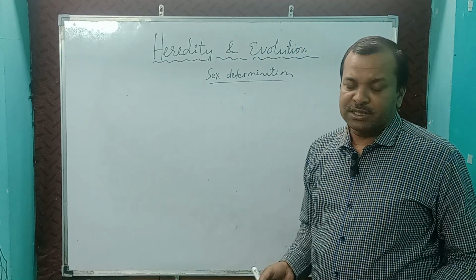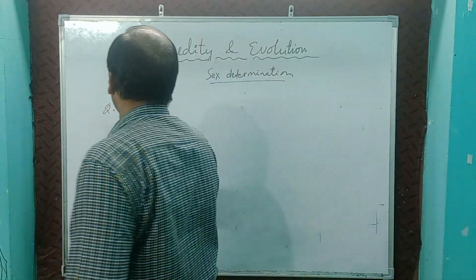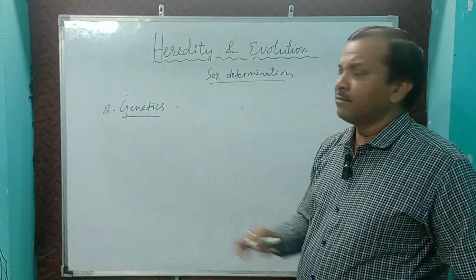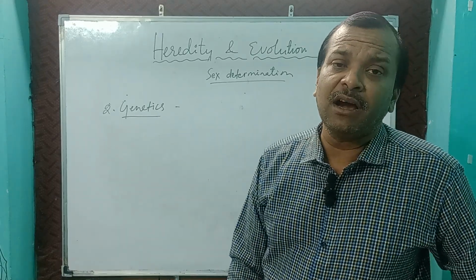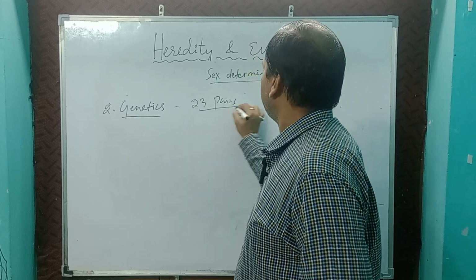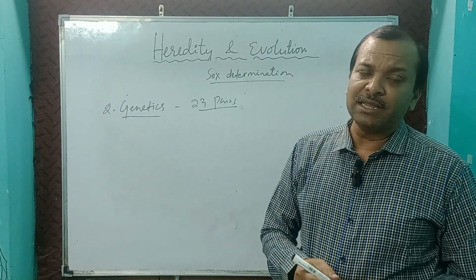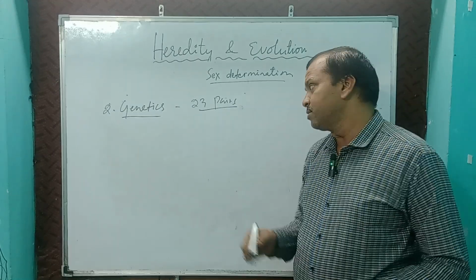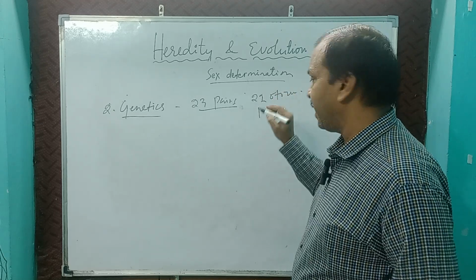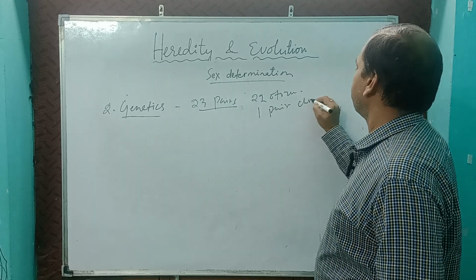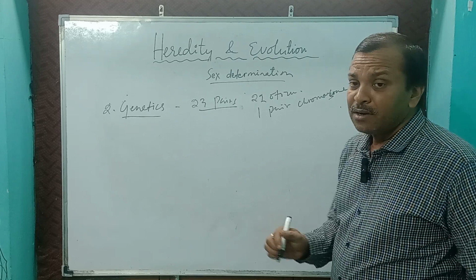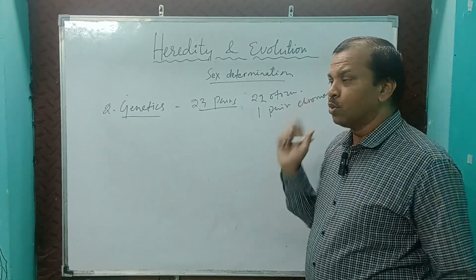Next one is genetics. Second one is genetics. This is very important. In the case of human beings, genetics occurs. How many chromosomes are there in a human being? 23 pairs of chromosomes are present. Out of 23, 22 pairs are called autosomes, and one pair is called sex chromosomes. Clear? One pair means 2 numbers.